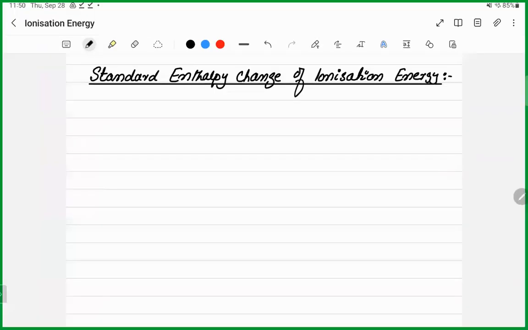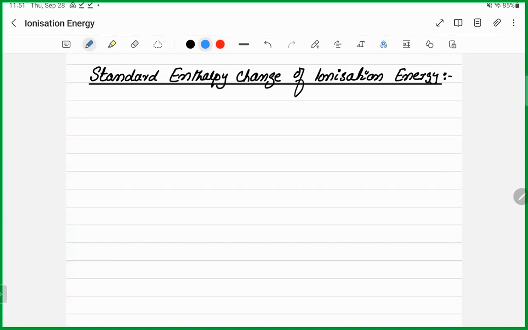Assalamualaikum. So, after completing everything about the filling of electrons in an atom, like the concept of the shell, the concept of subshell, atomic orbital, let's move towards the removal of an electron. So, the first concept about the removal of an electron is basically the concept of ionization energy.